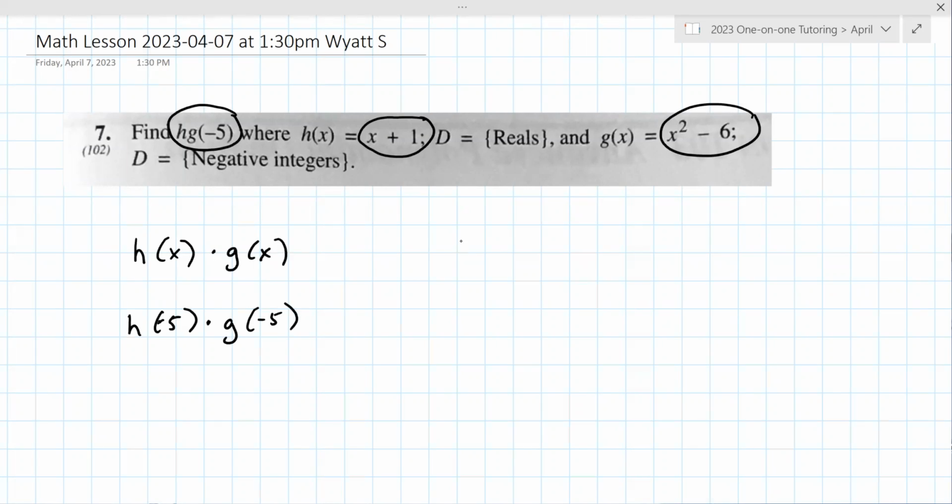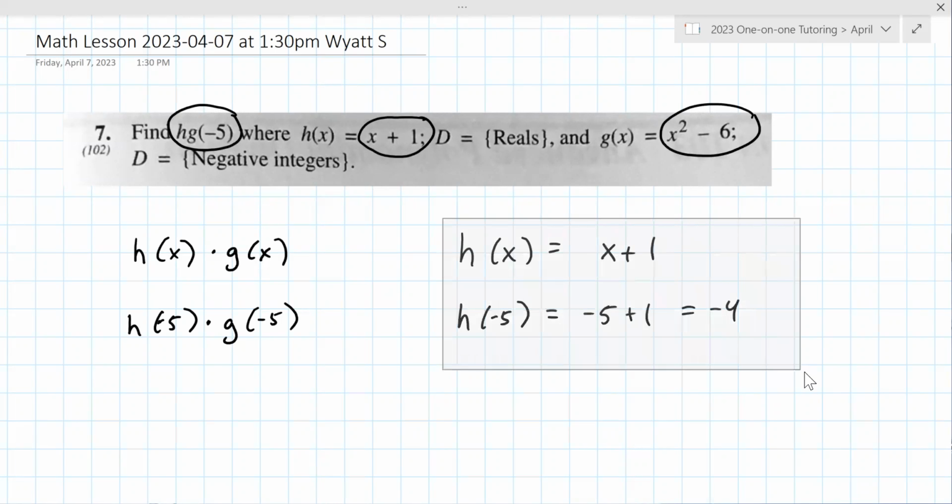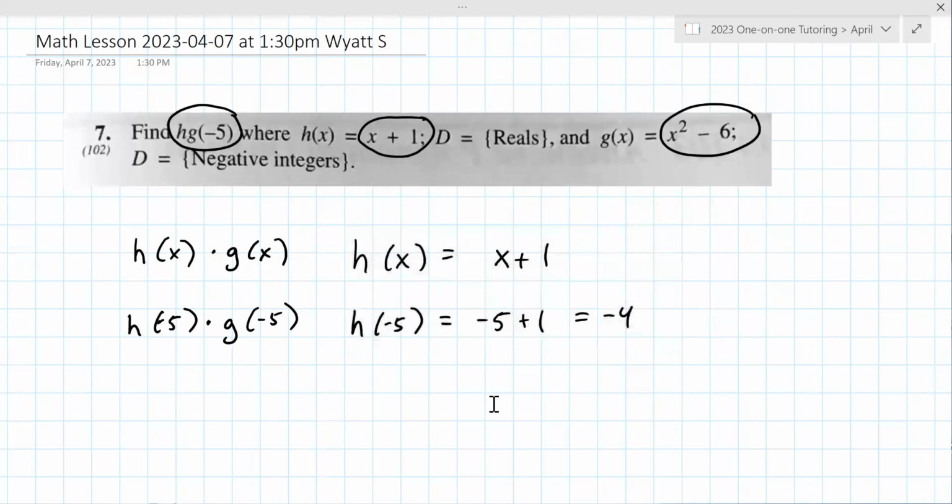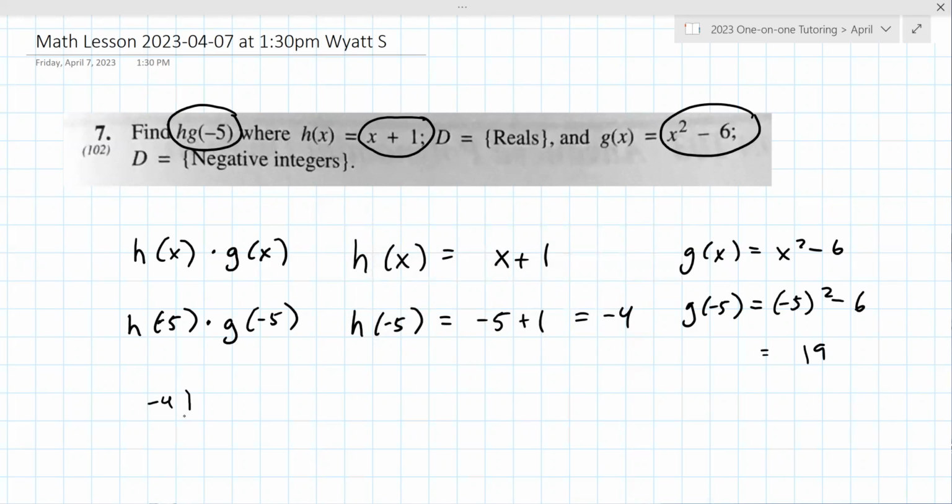So it's really as if I'm asking you to find h of -5, which comes from h of x. So I'm putting -5 in wherever I see an x. That's -4. And then similarly, I'm finding g of -5. So g of x, which is x squared minus 6, g of -5, I keep saying 5, -5 squared minus 6, that's 19. I take those two results, -4 and 19, and I multiply them together and get my final answer here.